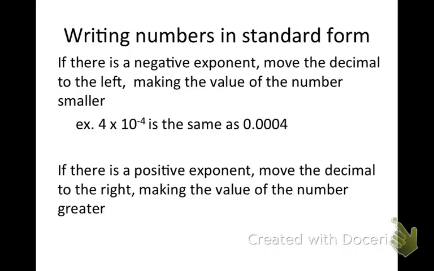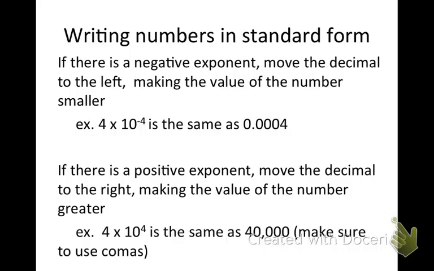Okay, so we saw what happens when we have a negative exponent. So what happens when we have a positive exponent? Remember, you're writing all this down. If there's a positive exponent, you're going to move the decimal to the right, making the value of the number greater. So if we look at the same thing, 4 times 10, but we're going to make it to the positive 4th this time, is the same as 40,000.